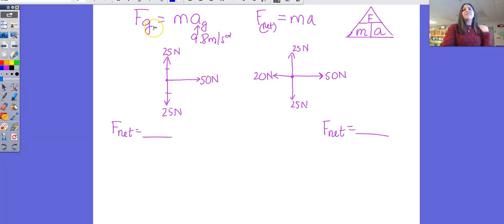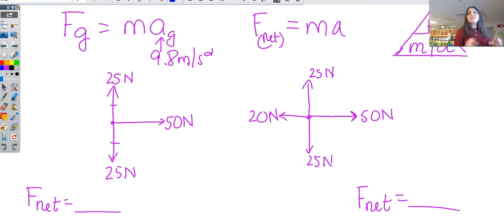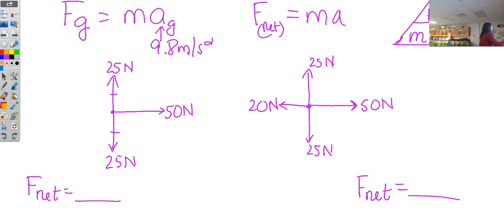If we take a look around a free body diagram, the net force is the sum of all of the forces going around. Pretty easy. If we take a look at this first one here on the left, the 25s are going opposite of each other, one up and one down. We subtract, and we get 0 in the up-down direction. But there is a force of 50 newtons to the right, and because of that, our net force here must be 50 newtons, to the right. They may not be asking us for the direction, but if they do, we know that it's in the right direction.